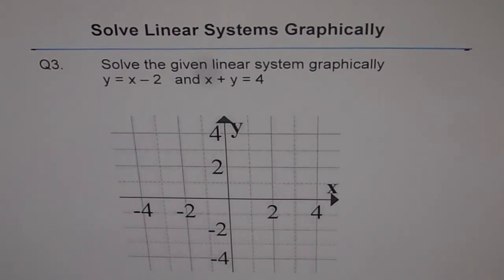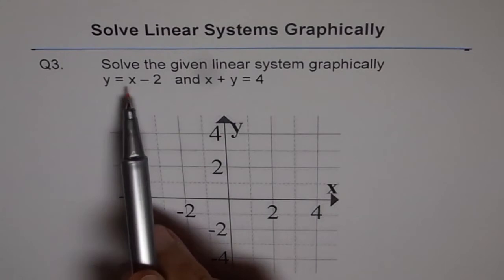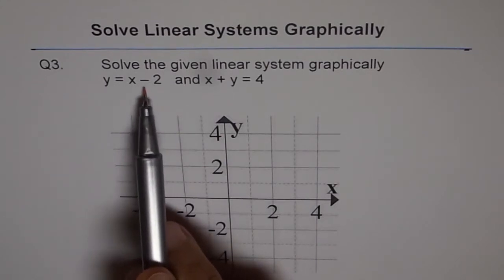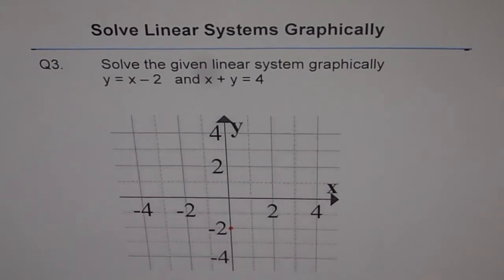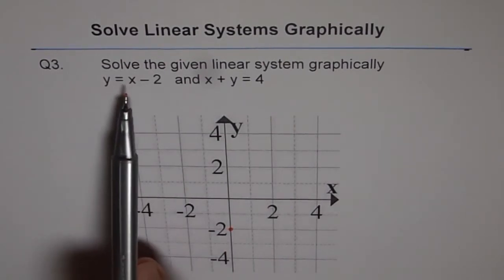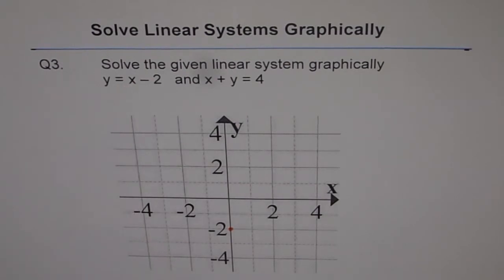Okay, now let's solve the first equation, which is y equals x minus 2. This equation is given to us in slope-intercept form. So let's find the intercept. The y-intercept is minus 2. So that's the first point. And what is the slope? Slope is the coefficient of x. In this case, it is just 1. That means rise of 1 and run of 1.